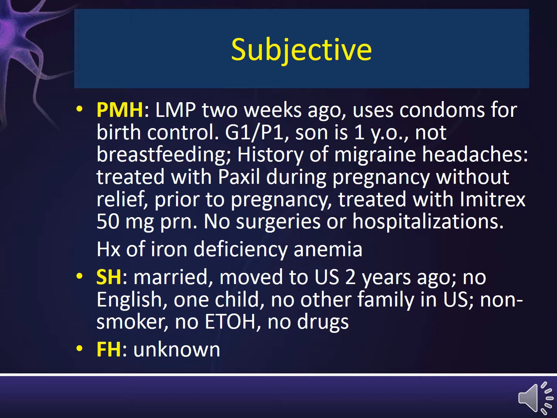Her past medical history revealed her last menstrual period was 2 weeks ago. She uses condoms for birth control. She has 1 child. She's not breastfeeding. She does have a history of migraine headaches, and she was treated with Paxil during pregnancy without relief. Prior to pregnancy, she was treated with Imitrex 50 milligrams as needed. She's had no surgeries or hospitalizations, but she does have a history of iron deficiency anemia.